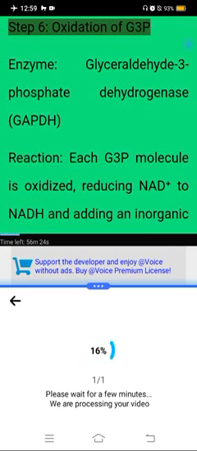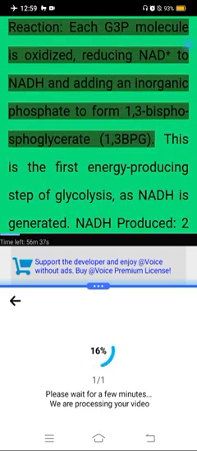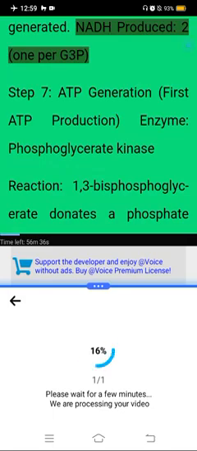Step 6. Oxidation of G3P. Enzyme: glyceraldehyde 3-phosphate dehydrogenase (GAPDH). Reaction: each G3P molecule is oxidized, reducing NAD+ to NADH and adding an inorganic phosphate to form 1,3-bisphosphoglycerate (1,3-BPG). This is the first energy-producing step of glycolysis, as NADH is generated. NADH produced: 2, 1 per G3P.